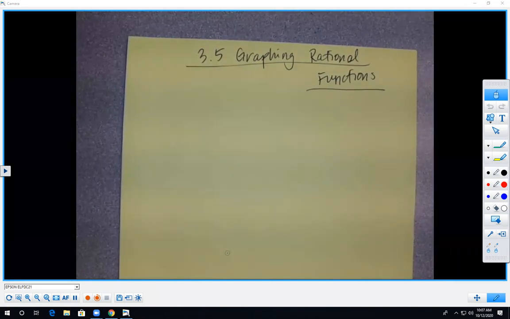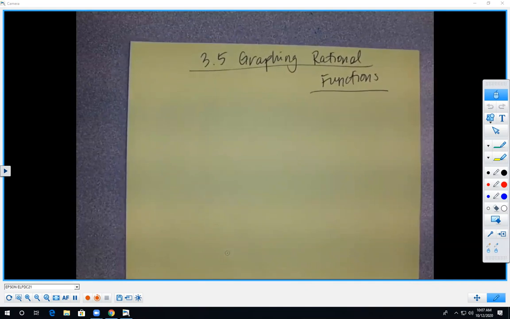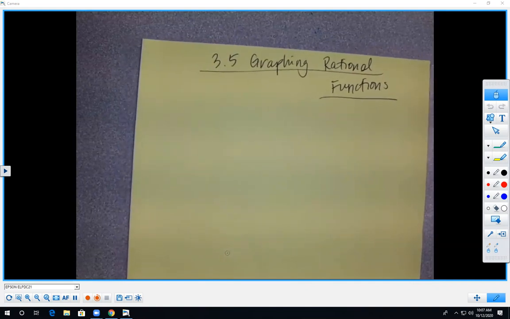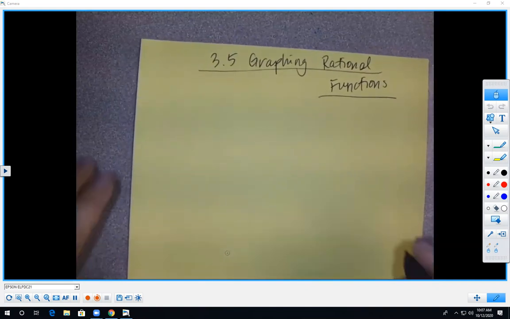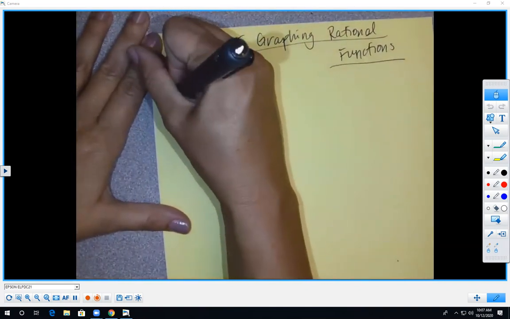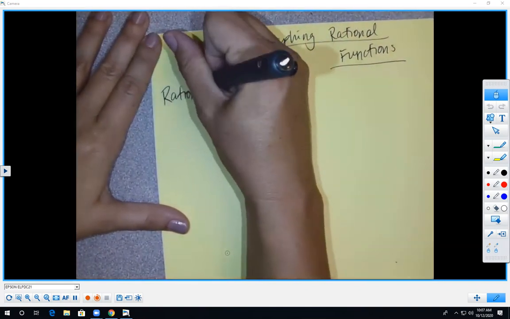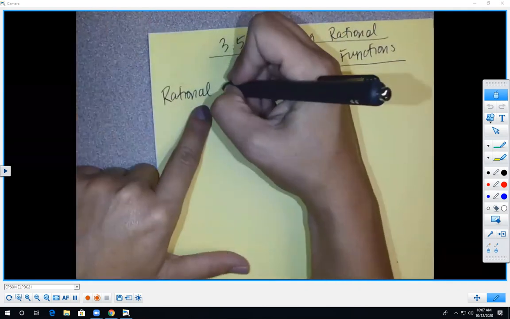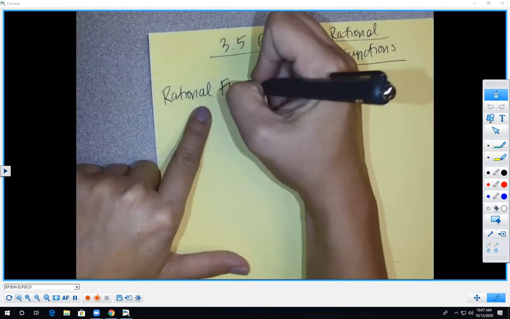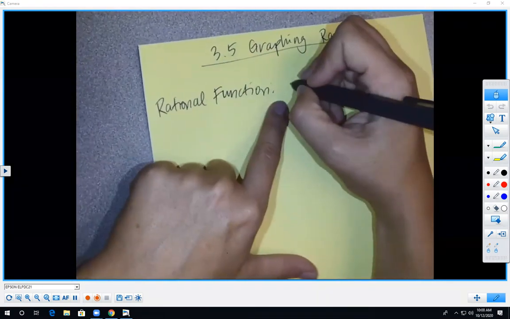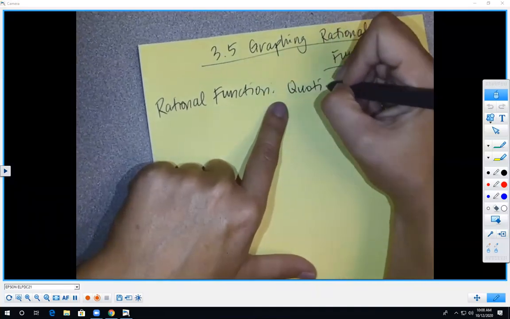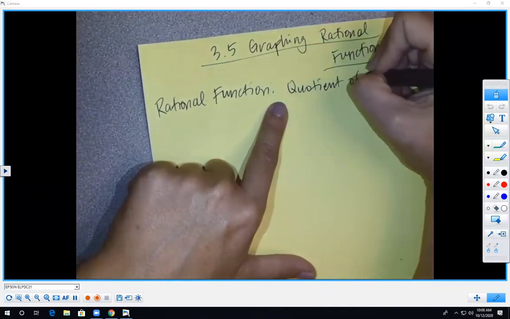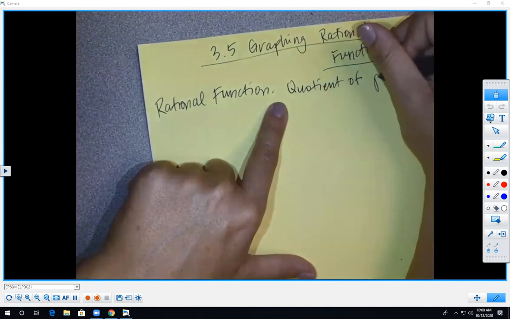Okay, so first of all, let's talk about what a rational function actually is. A rational function is just a quotient of 2 polynomial functions. So it's 2 polynomial functions divided by each other. So a rational function is just the quotient of polynomials.